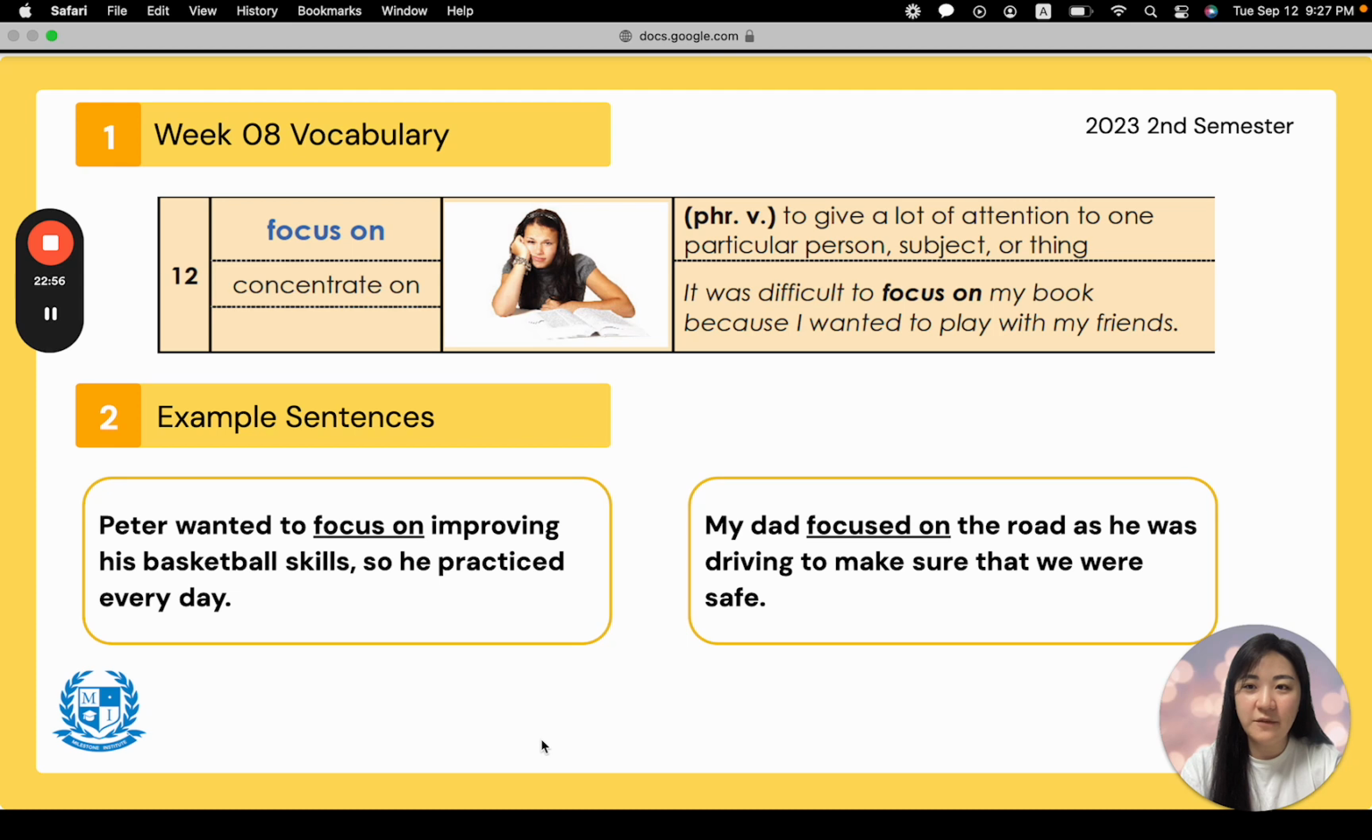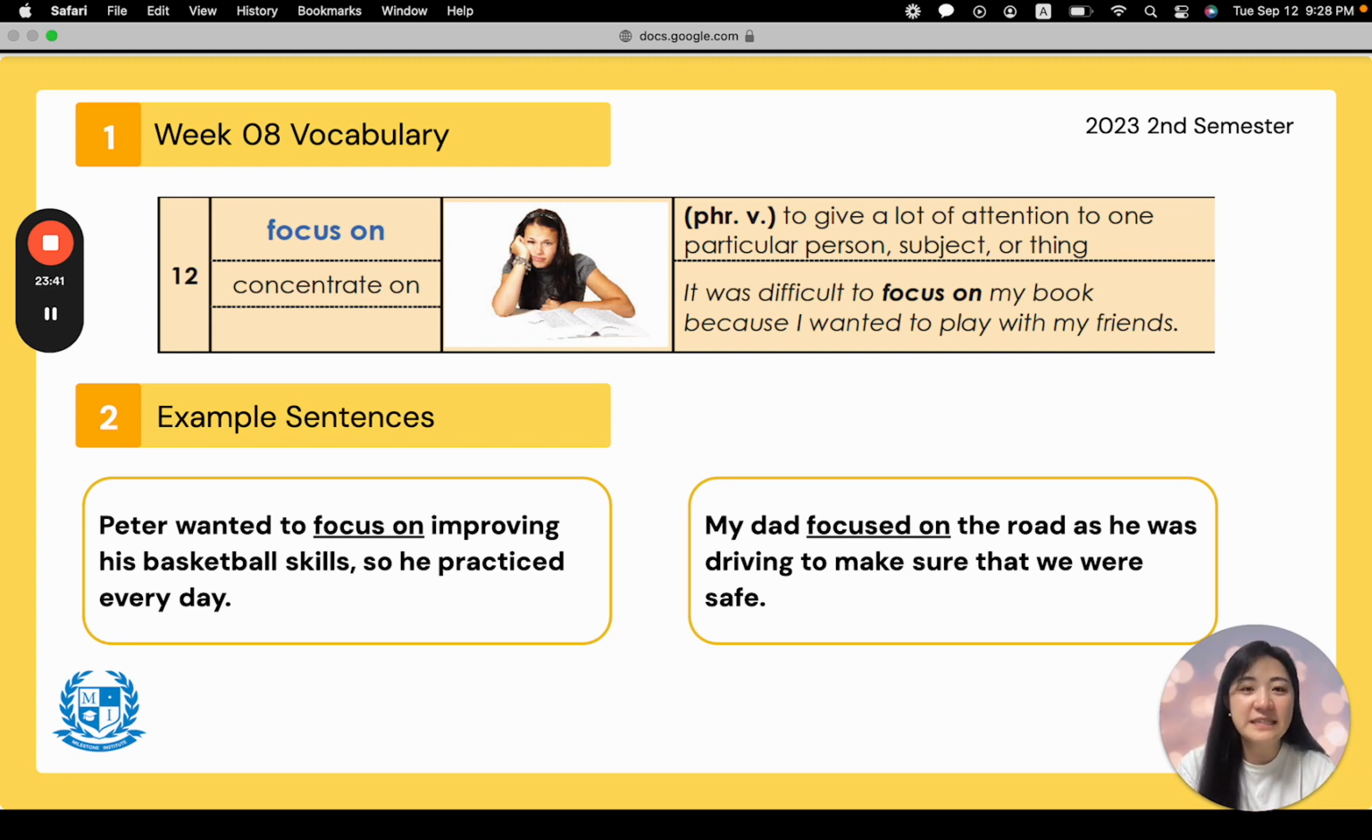Good. Everyone, number 12, please repeat after me and say focus on. Focus on. So these are 2 words, meaning it is a phrasal verb. PHR means phrasal, meaning there's not just one word, but there's 2. Phrasal verb. And it means to concentrate on something, to be focused on. To give a lot of attention to one particular person, subject, or thing. Example sentence, it was difficult to focus on my book because I wanted to play with my friends. So you're like, I need to read Bunnicula, but all my friends are playing outside in the playground. It's so hard to focus on.